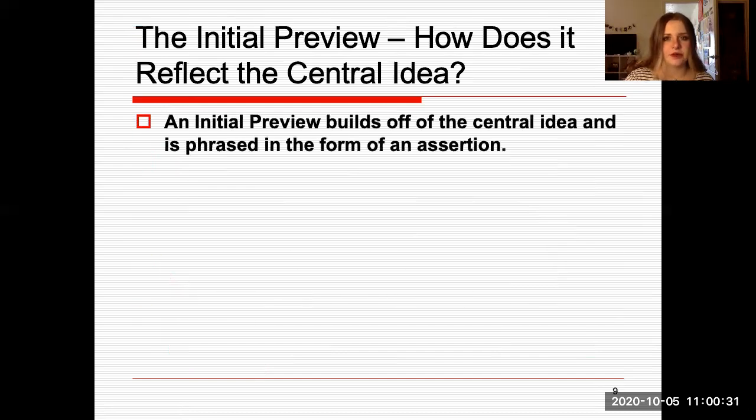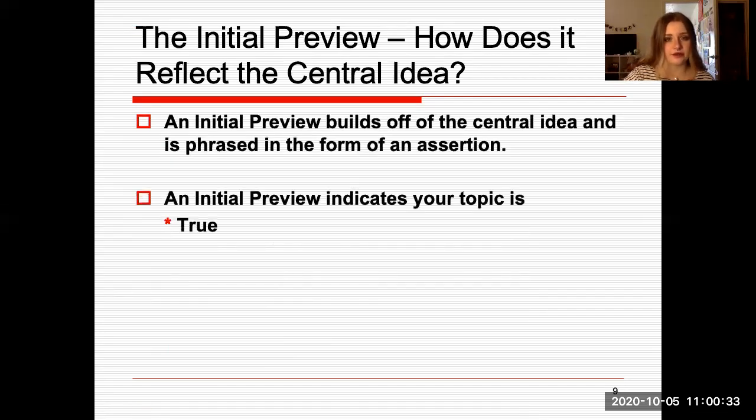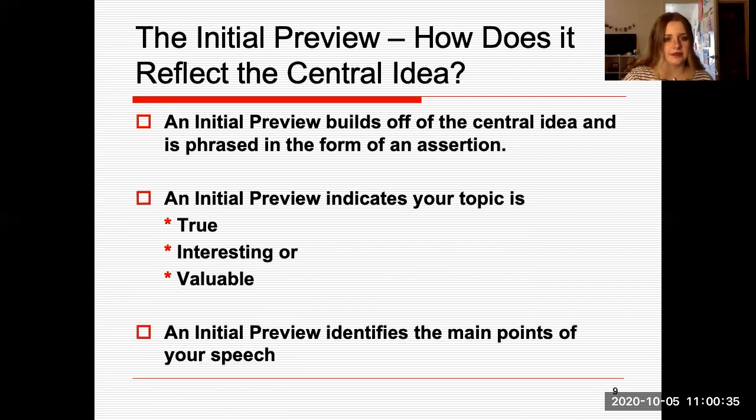And so the initial preview, and how does it reflect on the central idea? All right, so an initial preview builds off the central idea and is phrased in the form of an assertion. An initial preview indicates your topic is true, interesting, or valuable. An initial preview identifies the main points of your speech.